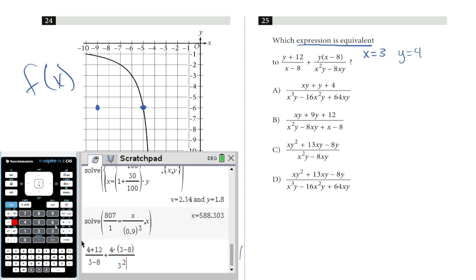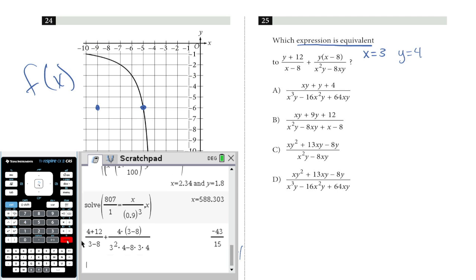So 3 squared times 4 minus 8 times 3 times 4. I believe I have that all correct. Just making sure. So I enter. So we got negative 43 over 15. So everything that I have written down, the x equals 3, y equals 4, negative 43 over 15, I would recommend writing down, so that I don't have to remember in my head what numbers I picked and what I got. It's all there. I'm just going to check with that. So now I'm just going to go through each answer, plug in, and guess and check. Now, if you feel like one answer might be better than the others, you could change the order.